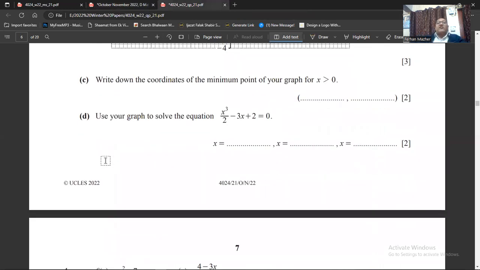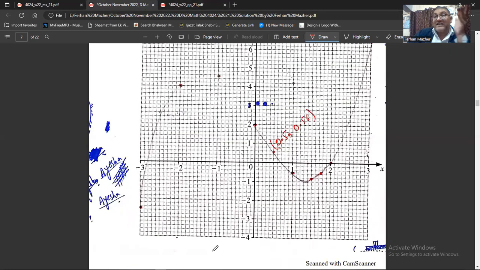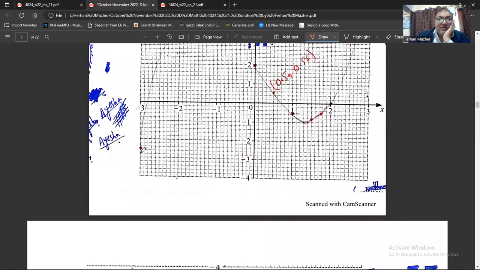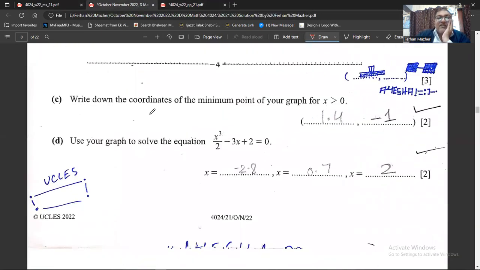Then the question says write down the coordinates of the minimum point of your graph for x greater than 0. So x greater than 0 are these values. So here the minimum point will be here somewhere. So it is -1 at, I think, 1.5. I don't know. Let me show you. So my answer will be at 1.4, it is -1.